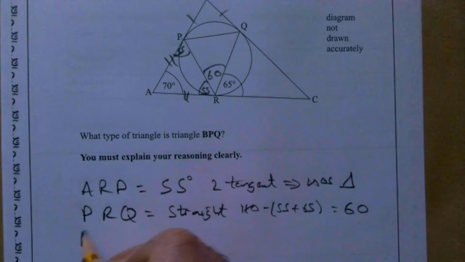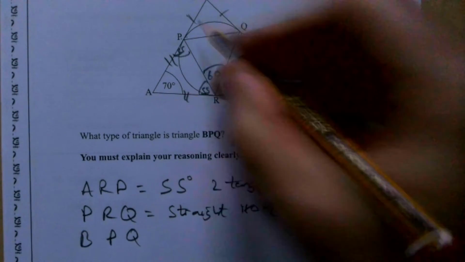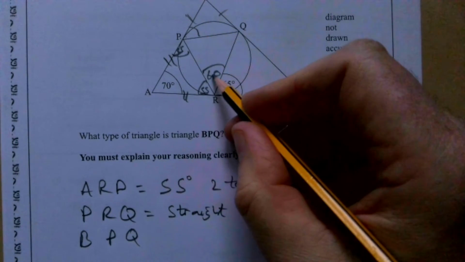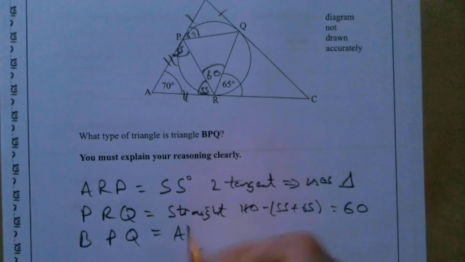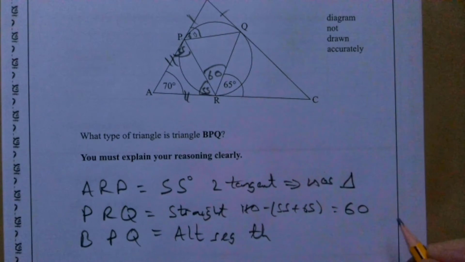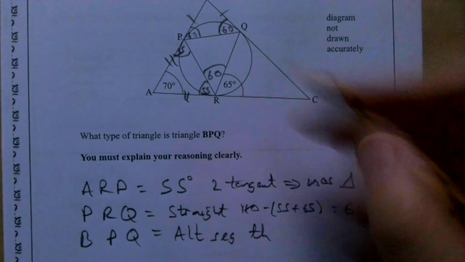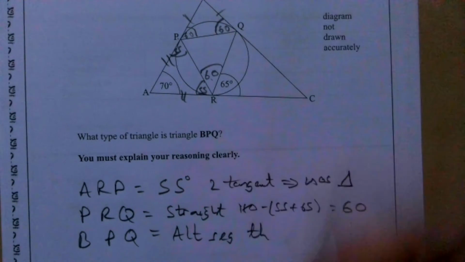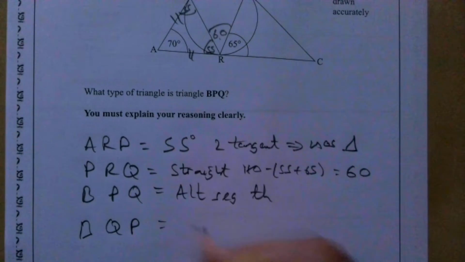BPQ. So BPQ, by the alternate segment theorem, of course, that's going to be 60. And then BQP, that ends up being 60 as well. Again, you can use alternate segment theorem because of the same thing. So that was BQP. I've written it down here, you can just see it.